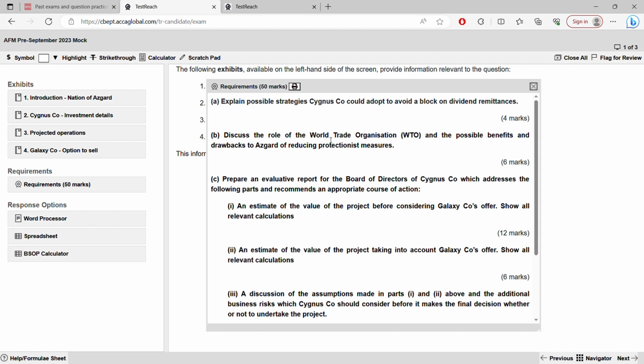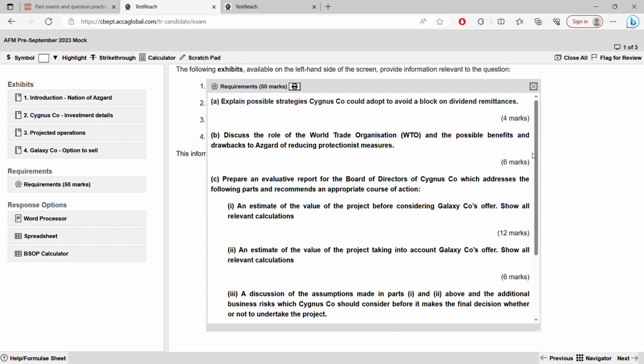B, discuss the role of the WTO and the benefits and drawbacks of reducing protectionist measures. That means this company might have reduced their protectionist measures. Now you have to talk about advantages, disadvantages, and role. 3 requirements with 6 marks. So you can give two roles for the WTO, 2 advantages, 2 disadvantages. Always divide like that.